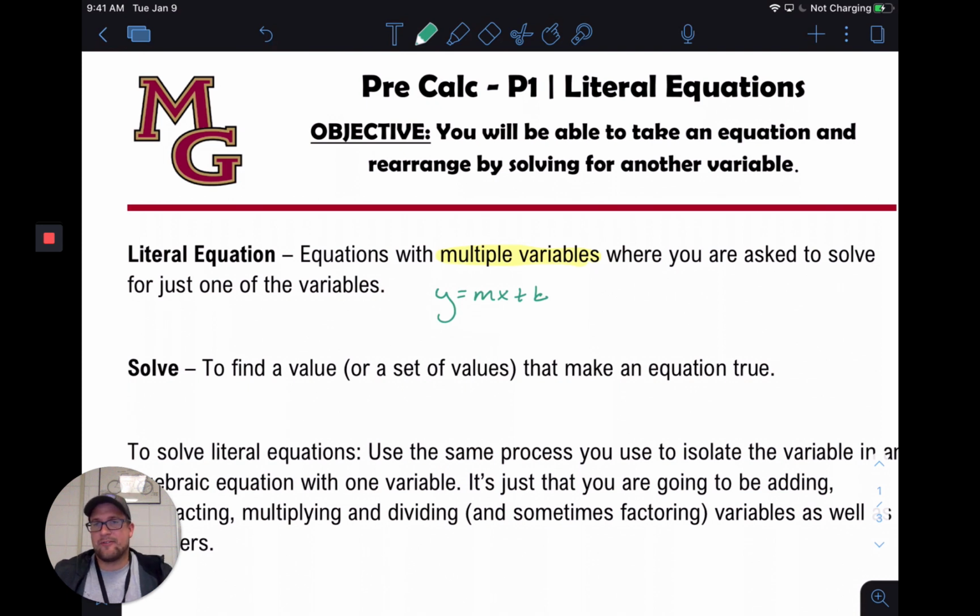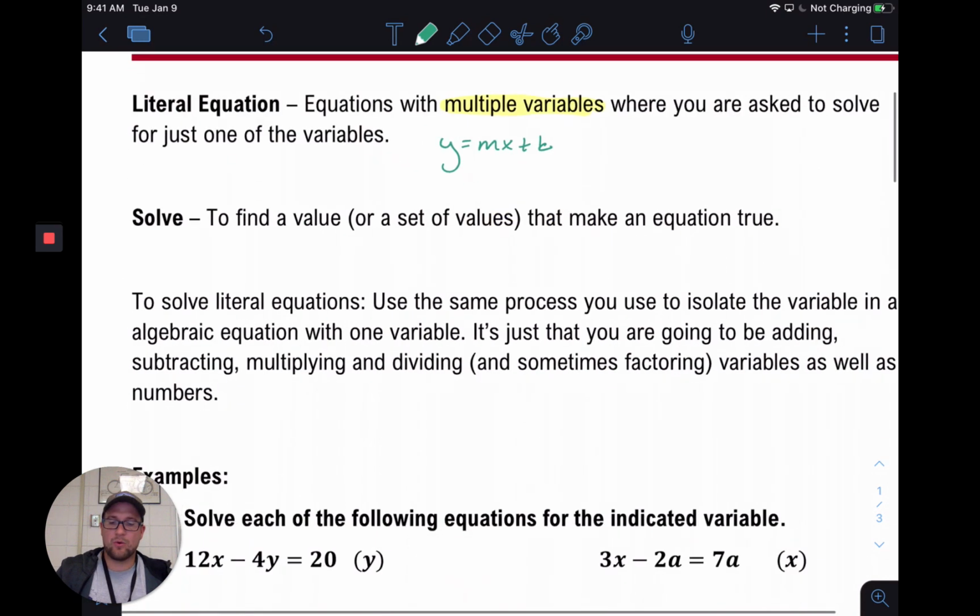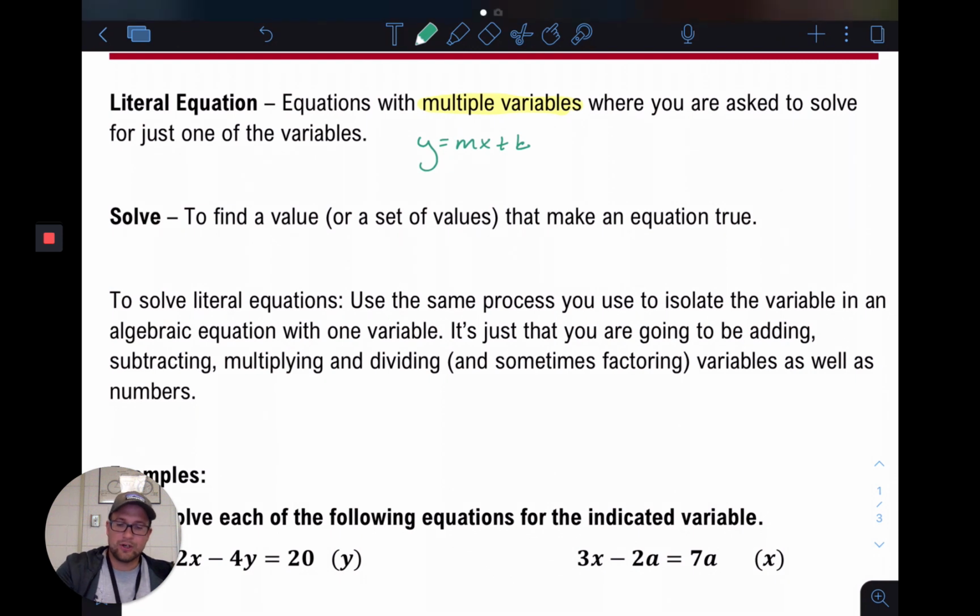And then, of course, we have the definition of solving. To solve means to find a value or a set of values that make an equation true. Now, to solve a literal equation, we are going to use the exact same process that we've used before, and that process being isolating the variable that you're trying to get alone. Through this process, we are going to be adding, subtracting, multiplying, dividing, and even sometimes factoring variables as well as numbers at the same time. So there's a lot going on here, but really what it comes down to is our basic algebra manipulation skills.